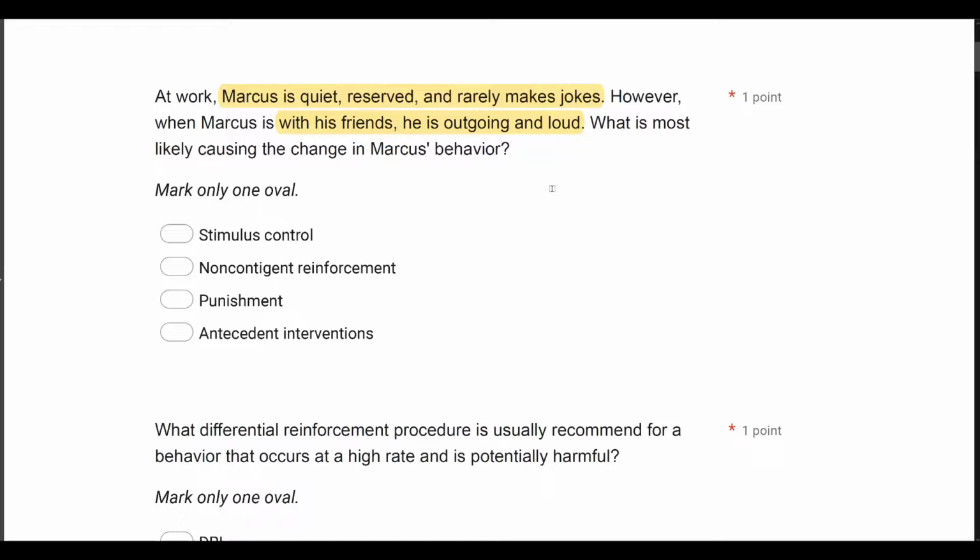It's why some technicians, in certain cases, have a much more difficult time with the client compared to maybe somebody else on the team. There's different stimulus control at play.